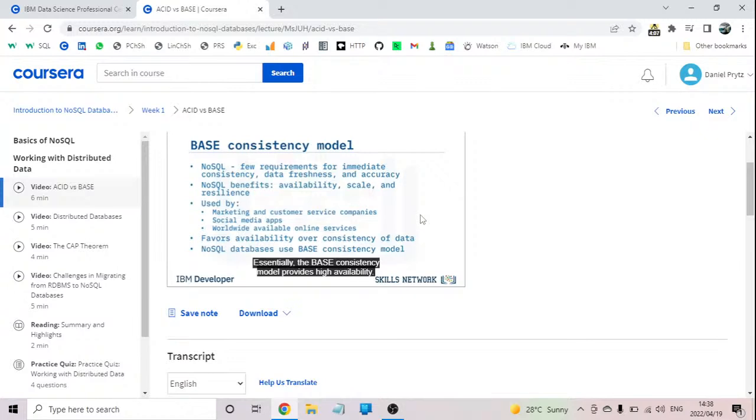NoSQL benefits: availability, scale, and resilience. It scales well, which means that lots of data can be put into it because it's distributed on many servers. Availability: if one server goes down, there's plenty of servers to make it up. And resilience is basically a combination of the two. So availability, scalability, and resilience.